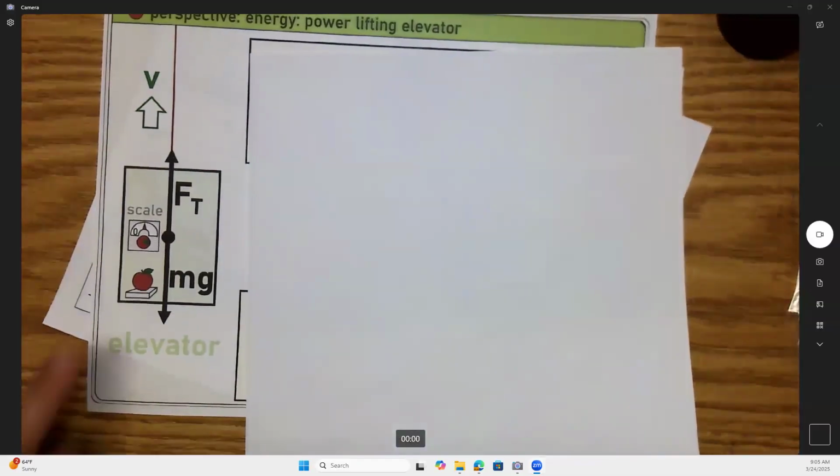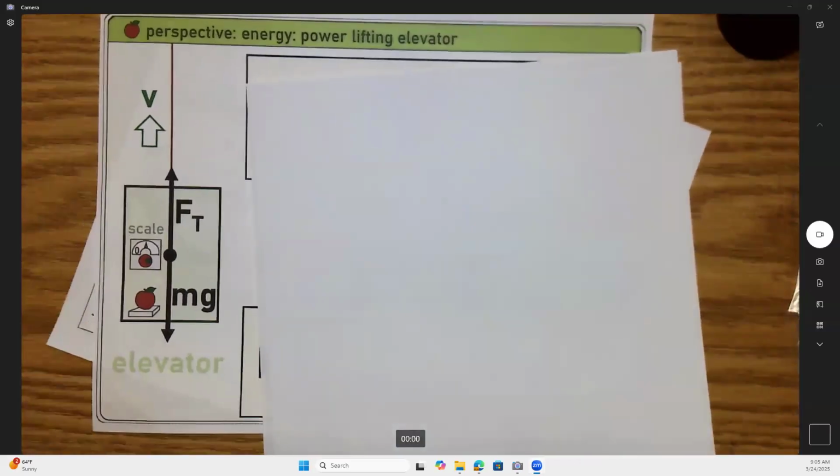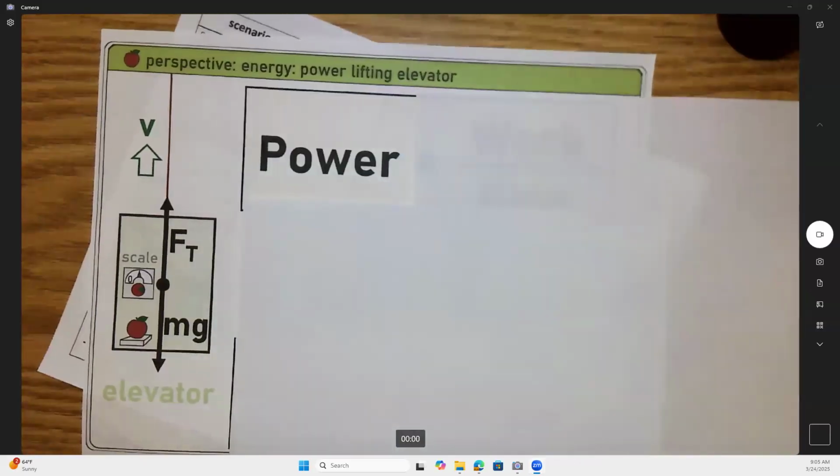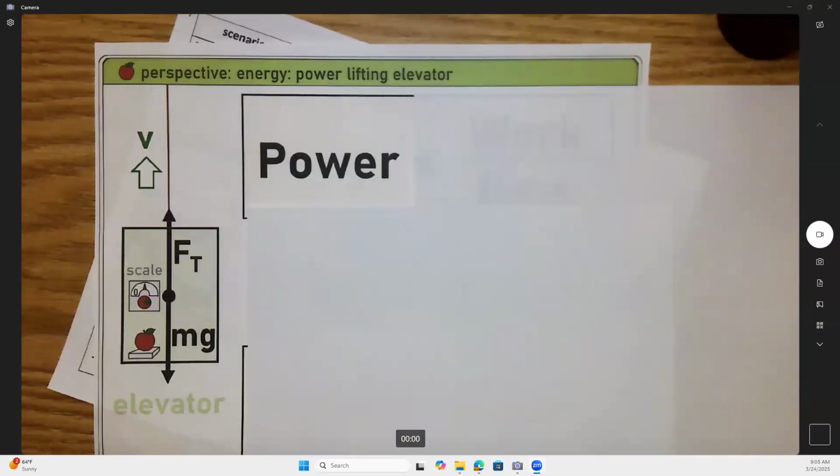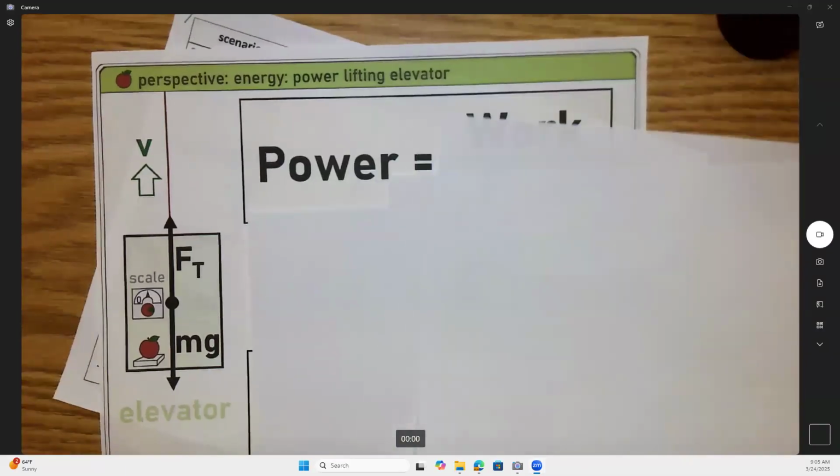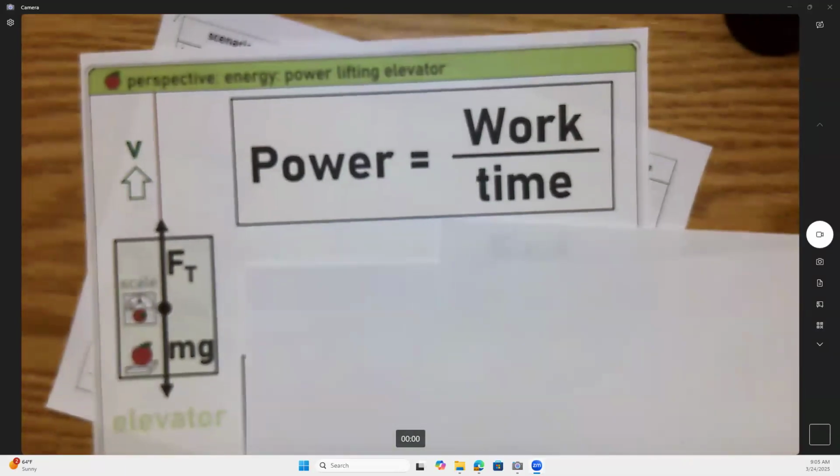Oh, I got an elevator set up. I'm gonna ask you guys about power. Guys, power as a fraction is what over what? Work over time. There you go. Right, so it's like a rate of energy transfer, work over time.